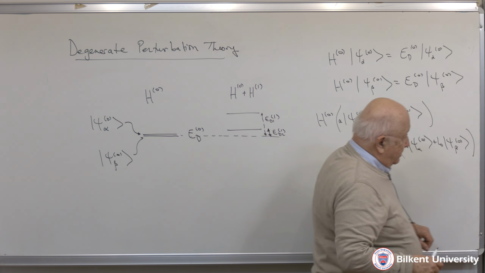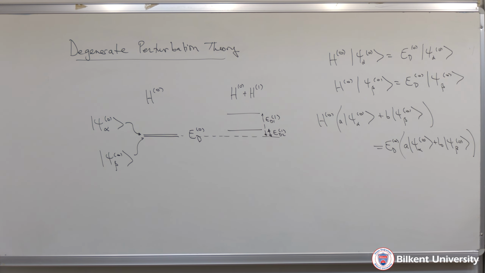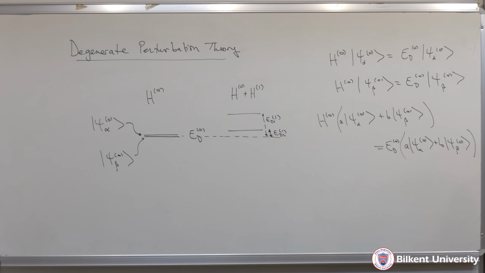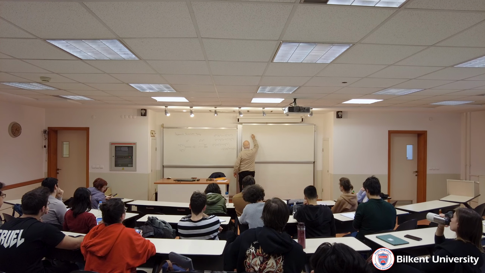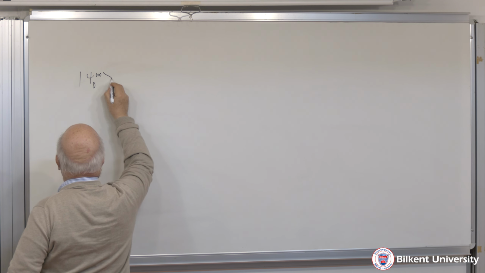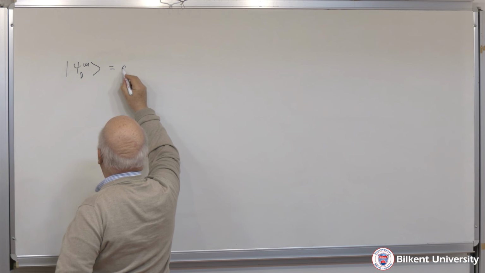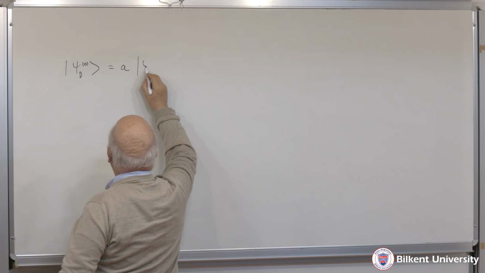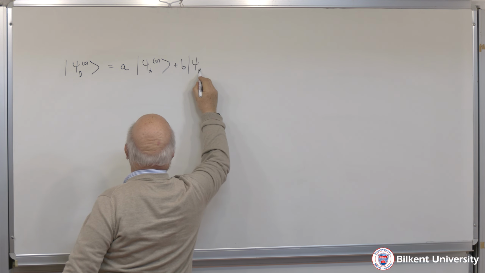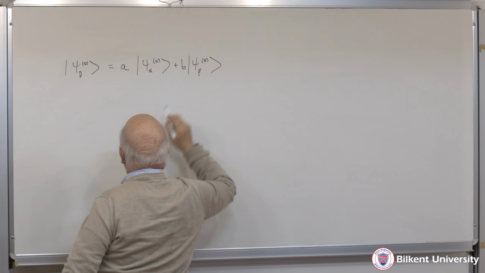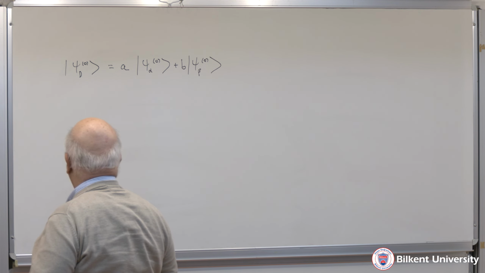Let's go through the procedure, and I hope things will be clear in a moment. I'm going to define my zeroth order degenerate wave function as some linear combination, just like I did there, of a psi alpha 0 and b psi beta 0. So it's going to be a linear combination of these things. Which linear combination it is, we'll have to find out.